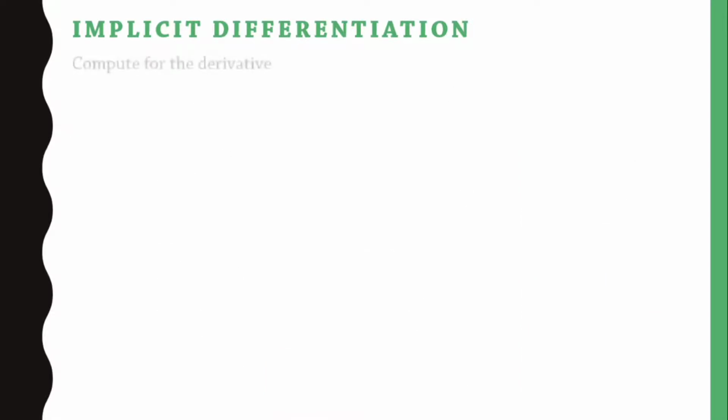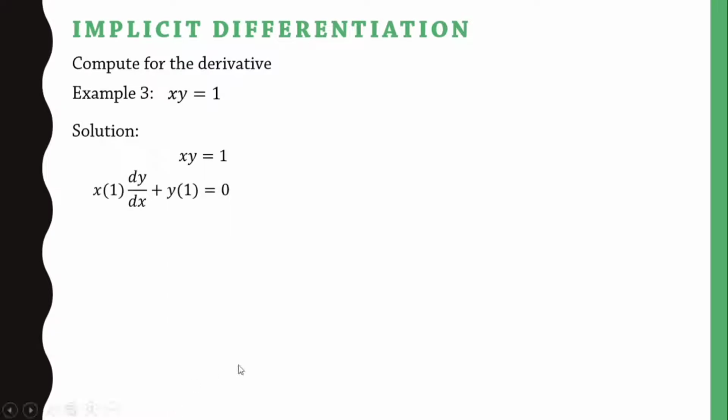Okay, third example, we have xy equals 1. Take note, xy is x times y. So we can get the derivative of xy using the product rule of differentiation. The product rule is, first copy x times the derivative of y. The derivative of y is 1 dy over dx. Plus, we copy y times the derivative of x, that's 1.